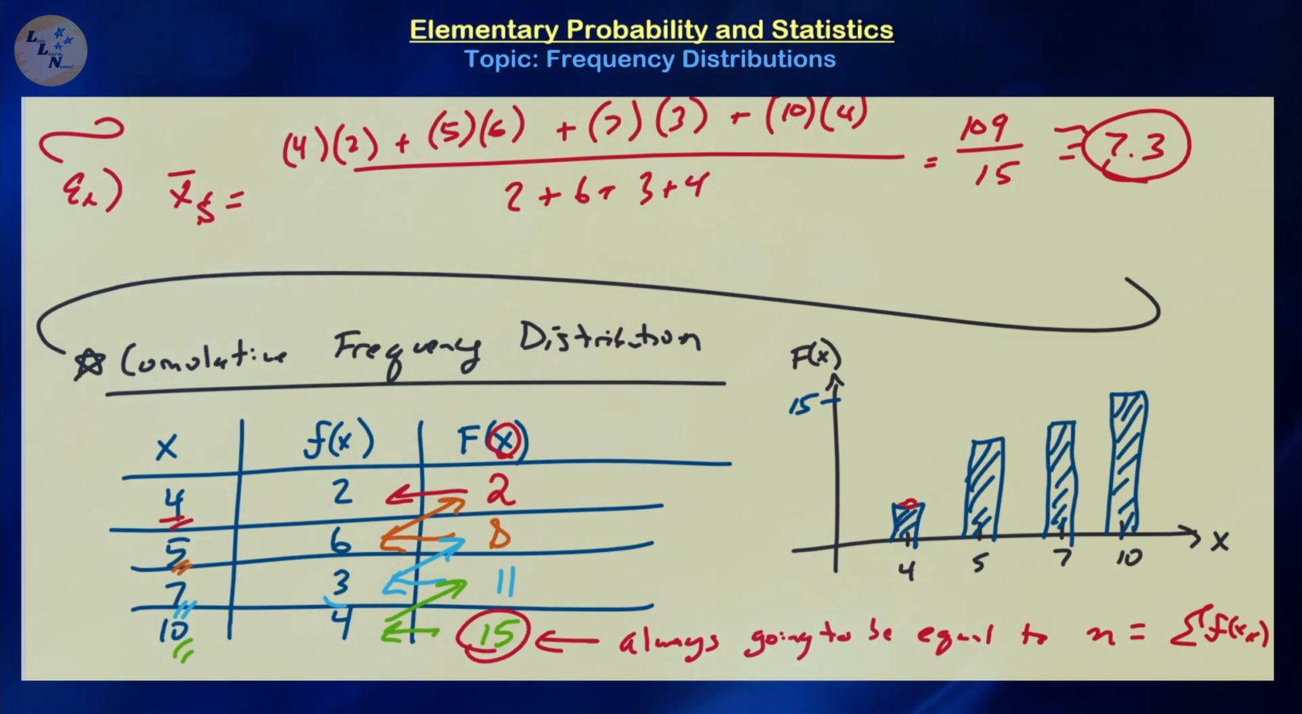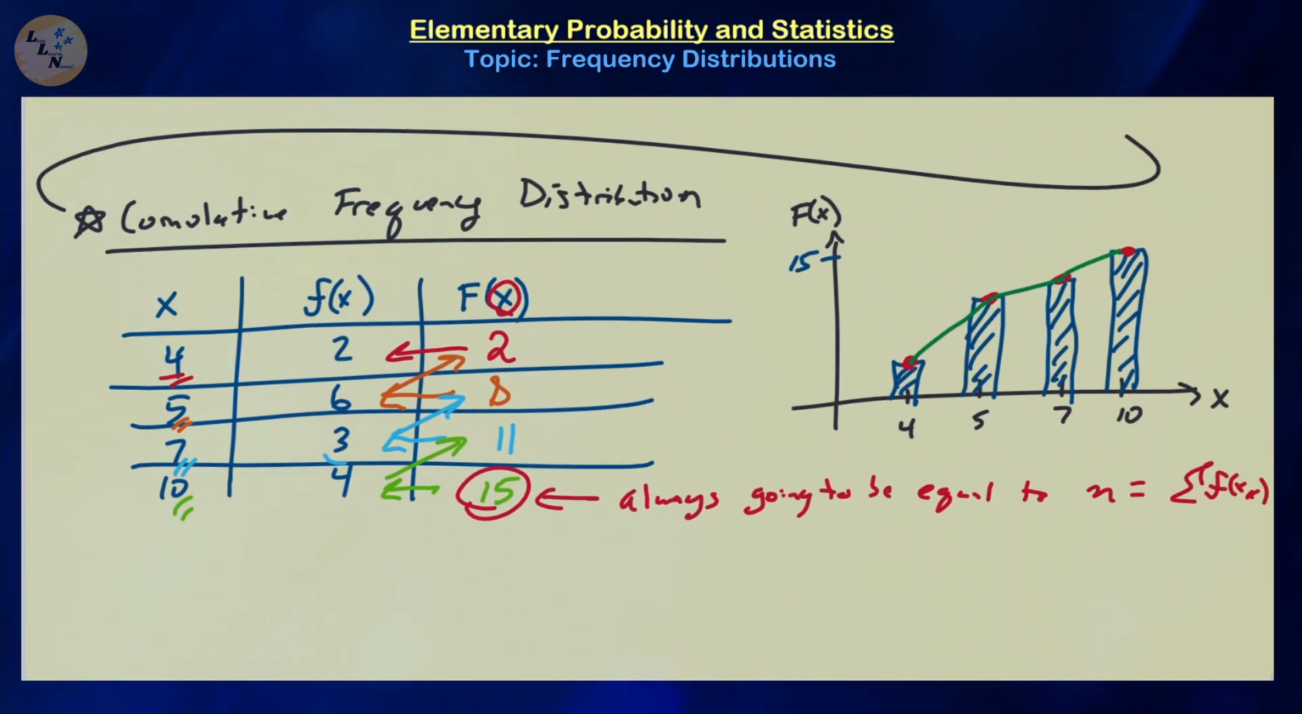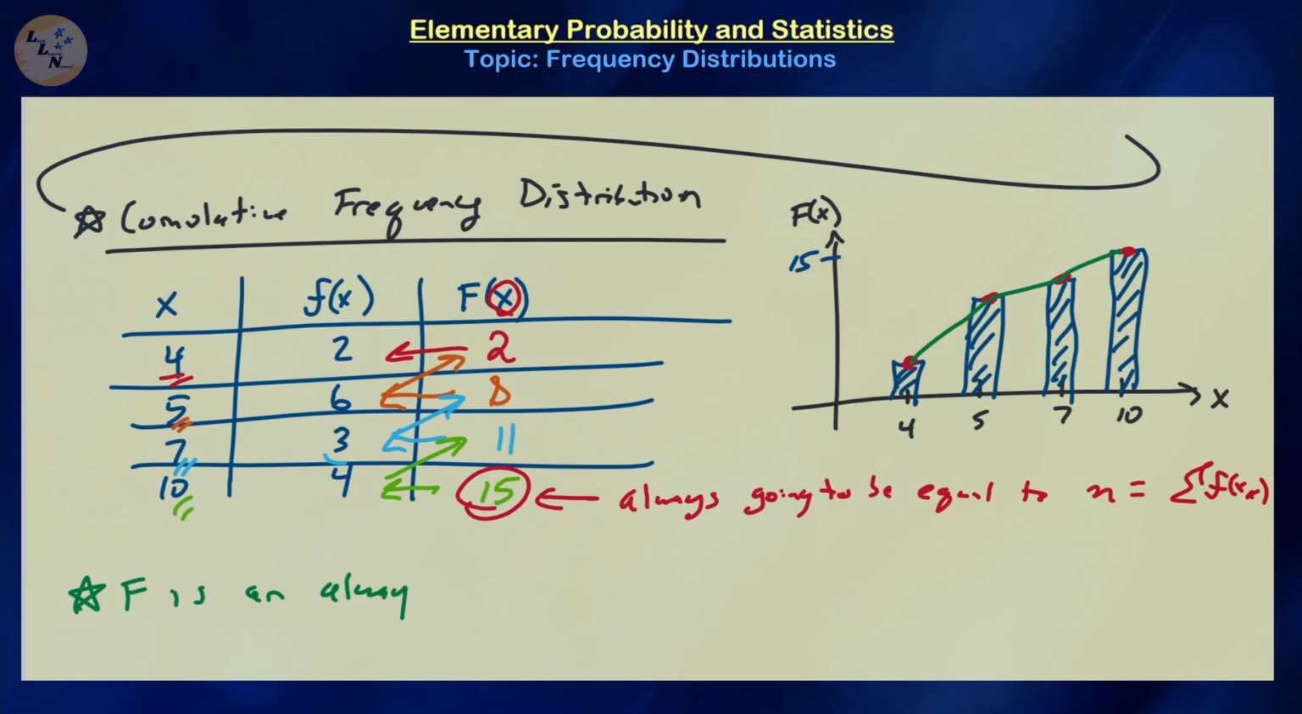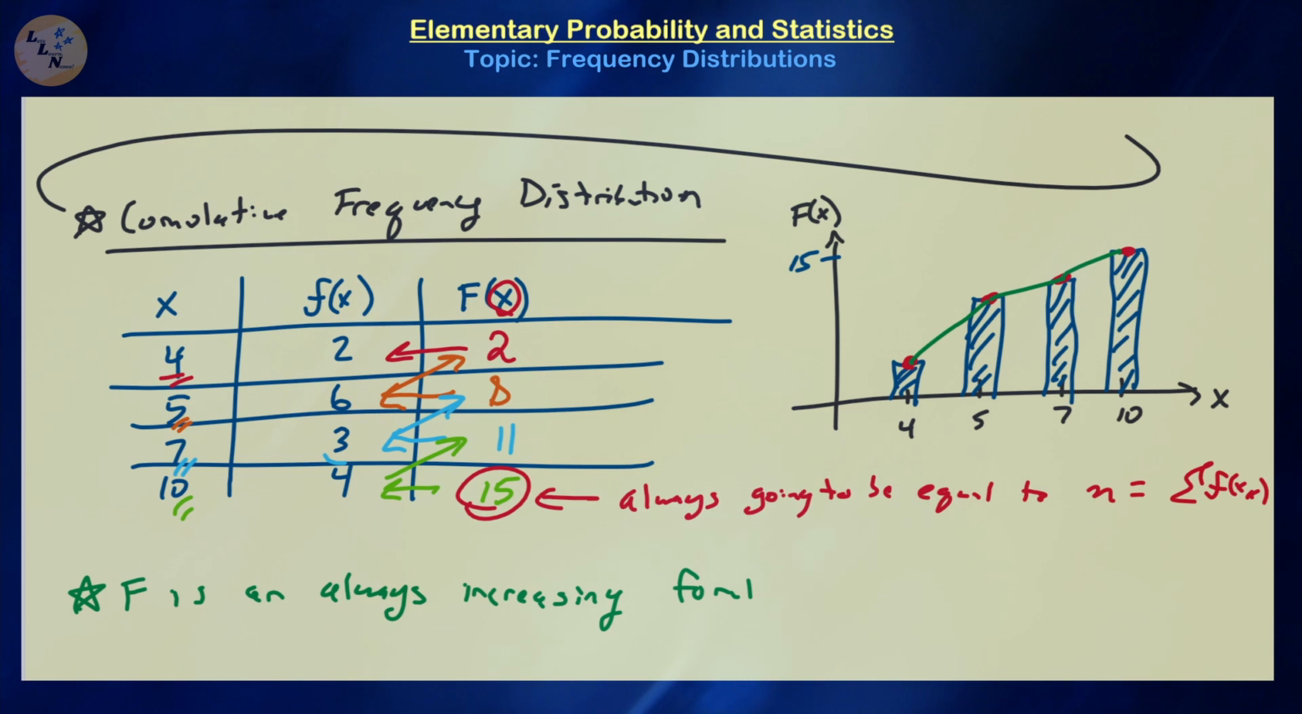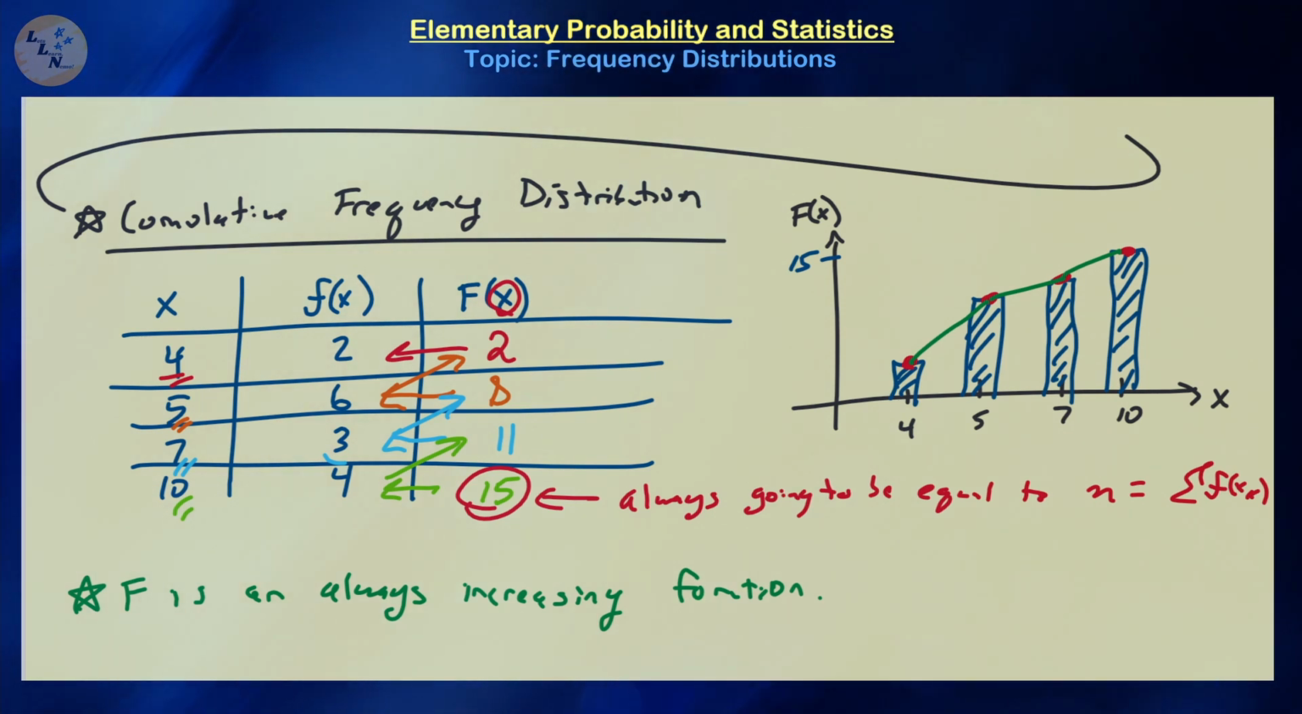So notice that if you were to look at either the bar graph representation or the scatter plot representation, it is always going to be an increasing function. And that's one of the properties of cumulative frequency distributions. So f of x, or more precisely capital F, is an always increasing function. Because it's cumulative, it should be additive as you move down the domain of your particular function. So that is the cumulative frequency distribution.